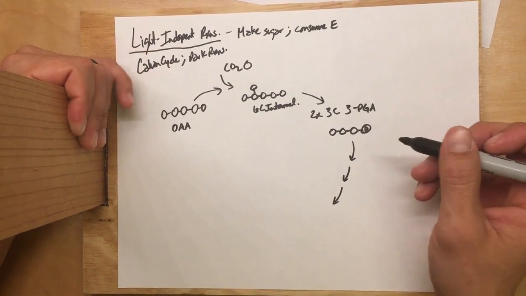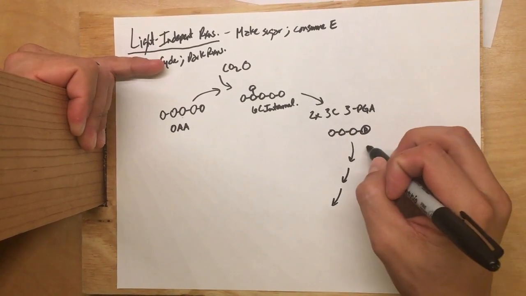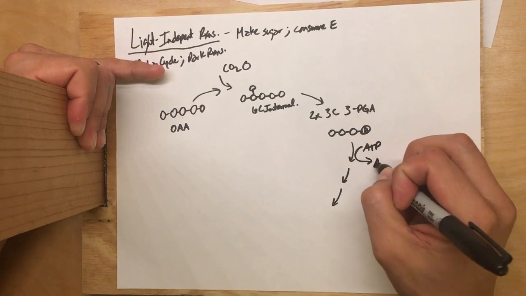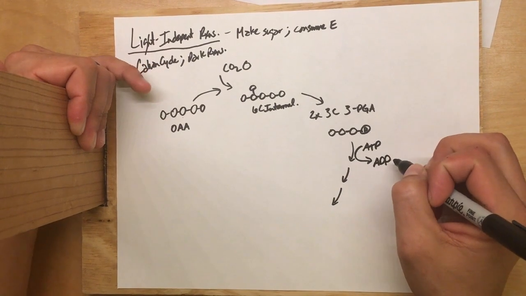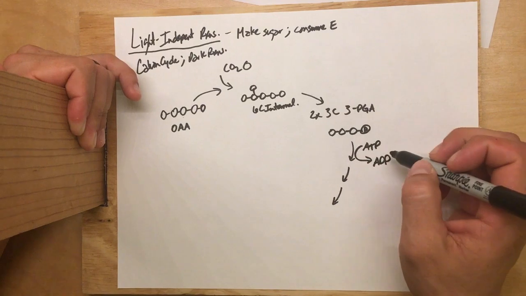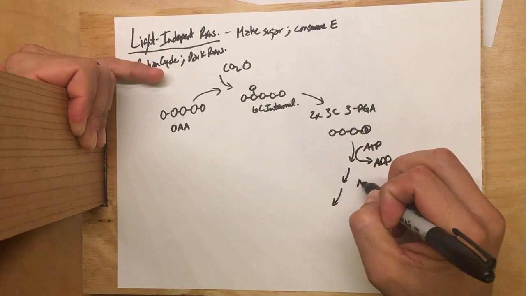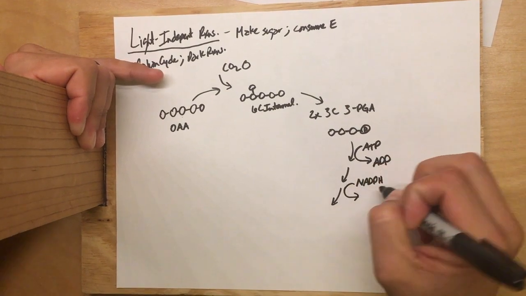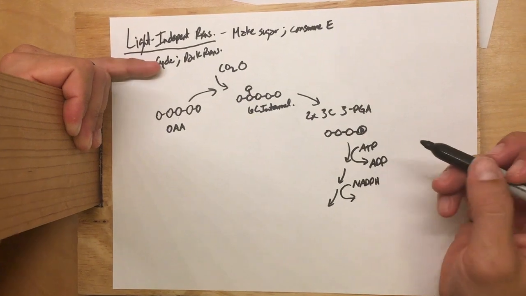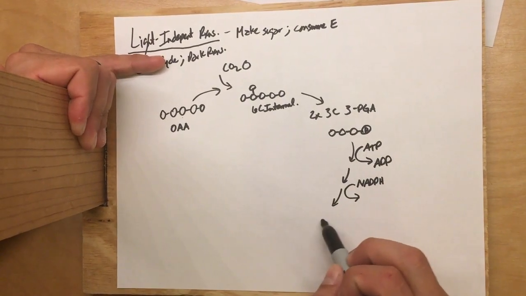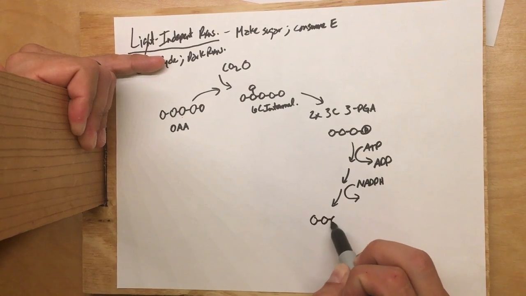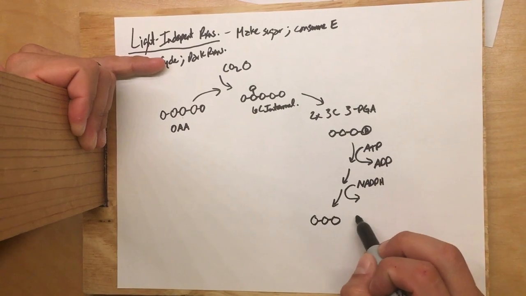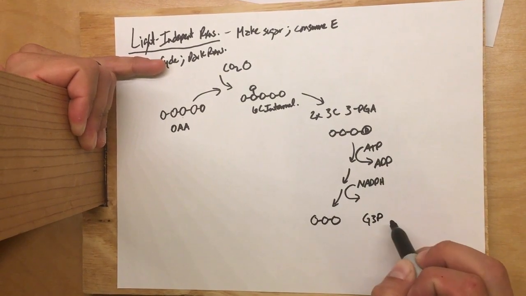If you go back to the light dependent reactions, remember we made ATP. So we're going to use up a molecule of ATP. And we're going to use up that molecule of ATP to produce ADP, which means that one of the phosphate groups has been placed onto here. We're also going to use up our molecule of NADPH, which is going to donate an electron. And so when we get down here to this other step, we're going to have a 3-carbon sugar. And this 3-carbon sugar is named G3P.